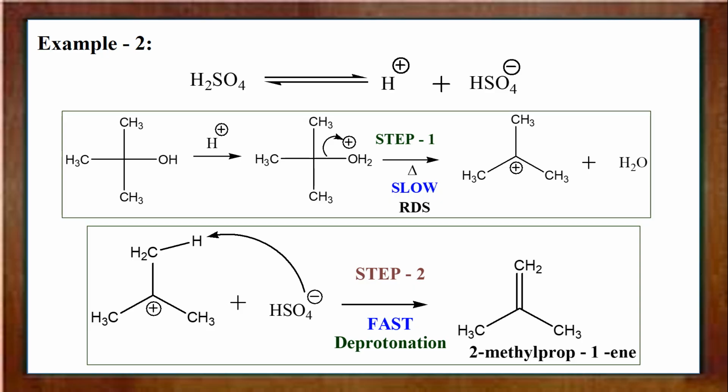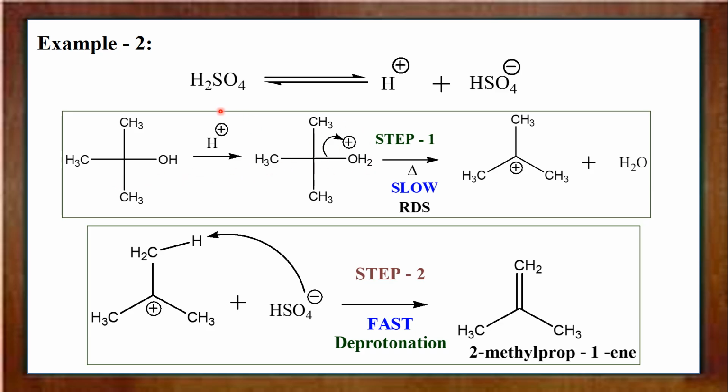Here is another example for E1 elimination: dehydration of tertiary butyl alcohol using concentrated sulfuric acid. The moment you add concentrated sulfuric acid with an alcohol, the acid breaks to give a proton, and that proton joins with the oxygen of OH. Oxygen here has got two lone pairs. So one of the lone pairs combines with the proton, and this is what we call protonation of alcohol.